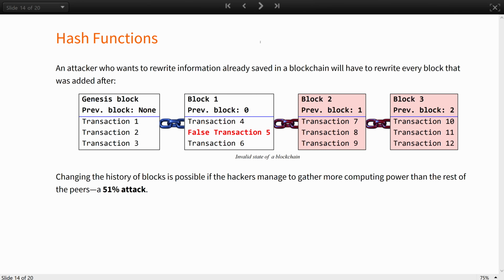This way, an attacker who wants to rewrite information already saved in a blockchain will have to rewrite not only the whole block that contained that particular piece of information, but also every block that was added after it. Changing the history of blocks is possible if the hackers manage to gather more computing power than the rest of the peers in a blockchain network. This is called the 51% attack.